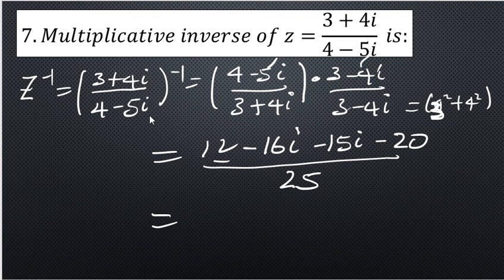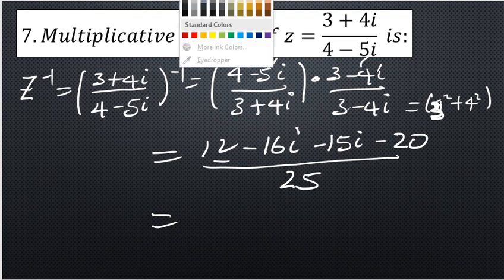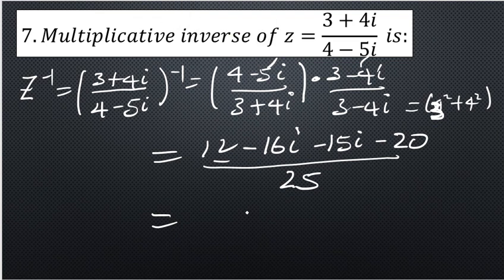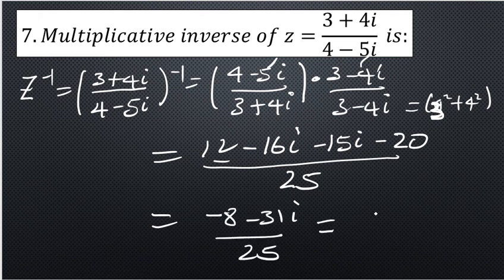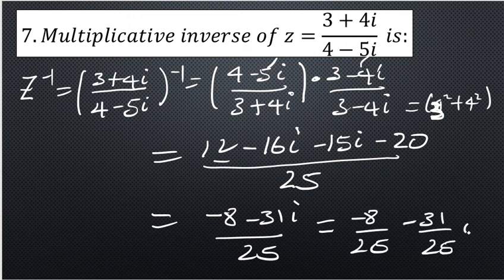Therefore, let us collect the constant terms together. It's going to be 12 minus 20, which is negative 8, and minus 31i, the whole over 25. This can be written as a plus bi: negative 8 over 25 minus 31 over 25i. This is the standard form of a complex number. This is question number 8.